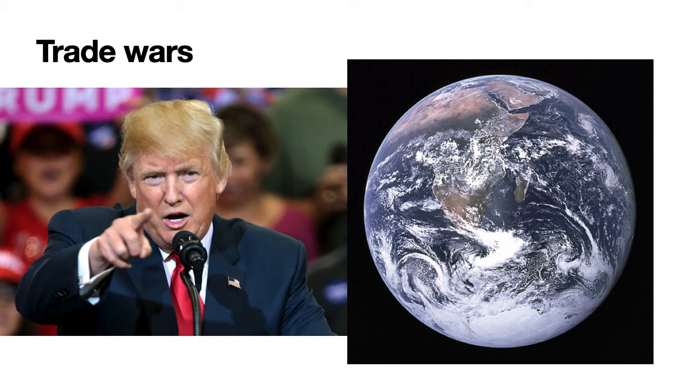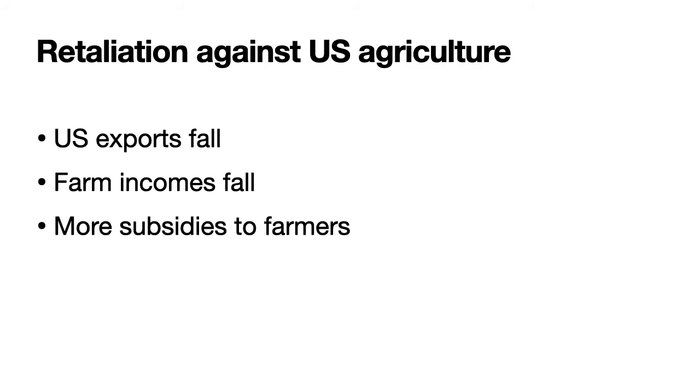Other countries then responded, and this is the idea of a trade war. So in retaliation, other countries imposed tariffs on U.S. produced products, and they particularly focused on U.S. agriculture. So the U.S. is a major agricultural exporter, and many countries imposed retaliatory tariffs on the United States in response to Trump's tariffs on steel and manufactured goods.